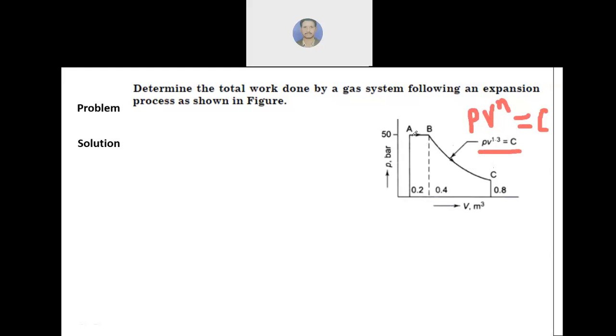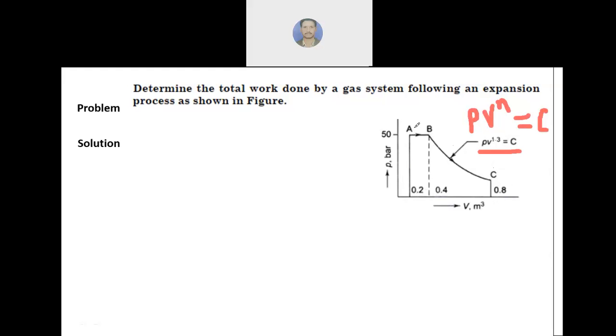Process AB is a straight line, which means pressure is constant. How much? It is given here as 50 bar. At point A, the volume is 0.2 meter cube. At point B, the volume is 0.4 meter cube, and at point C, the volume is 0.8 meter cube. So you have to find the work done.